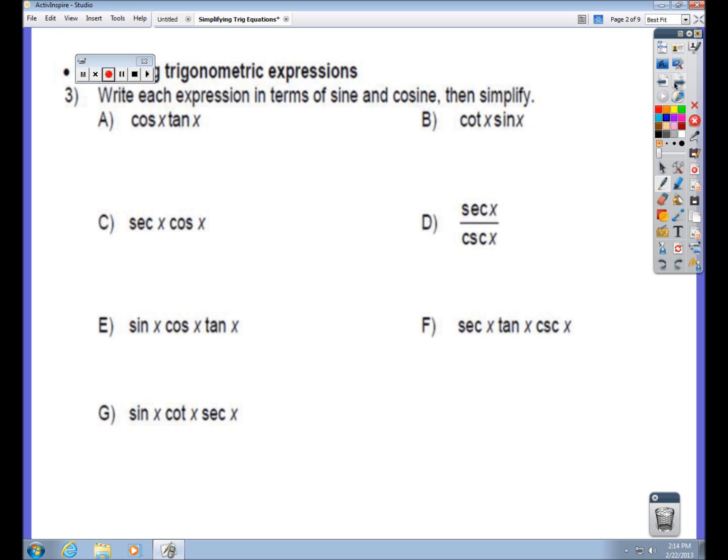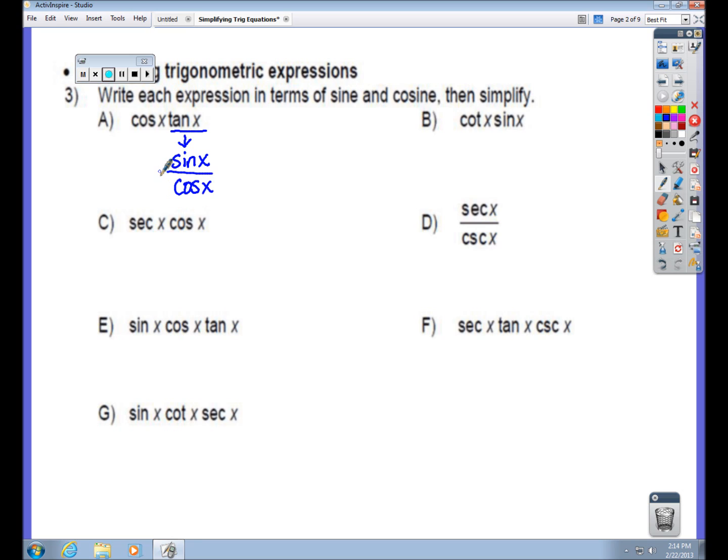So for example, on letter A, tangent is not sine or cosine. But you have a quotient identity. If you will look at yesterday's notes with all the identities on there, it should say that tangent is equal to sine over cosine. So we're going to replace tangent with sine over cosine.